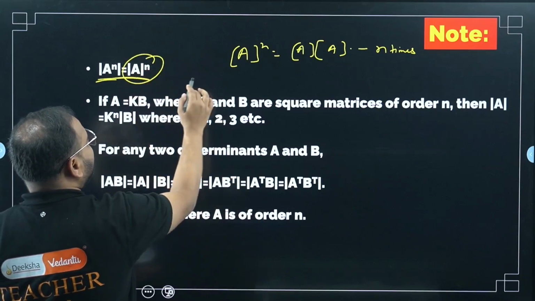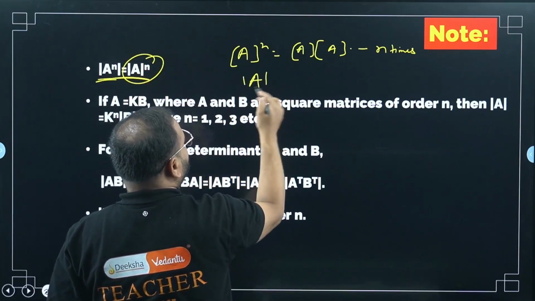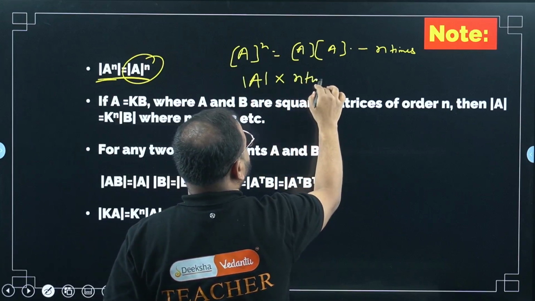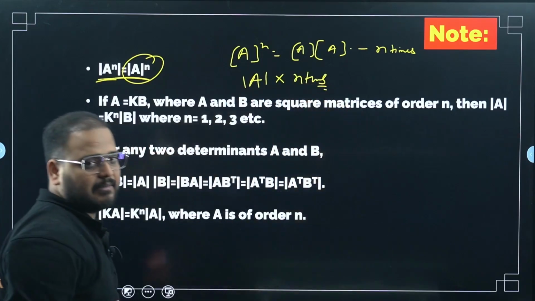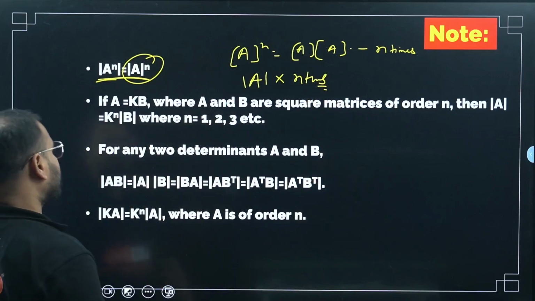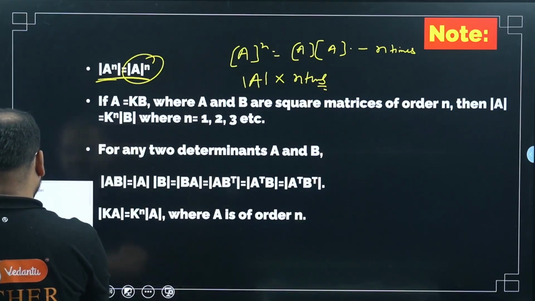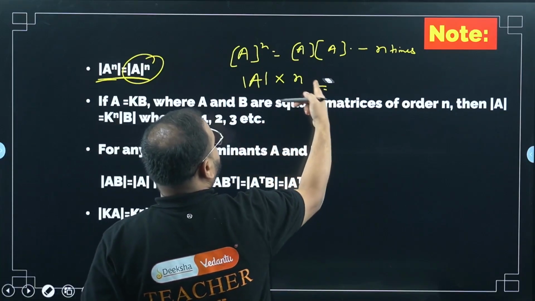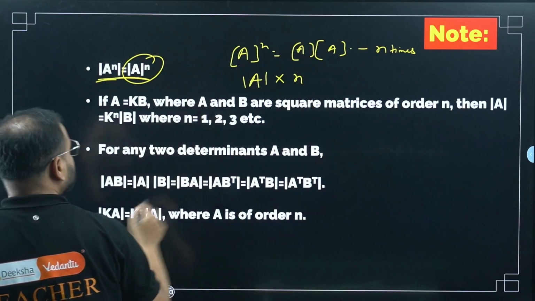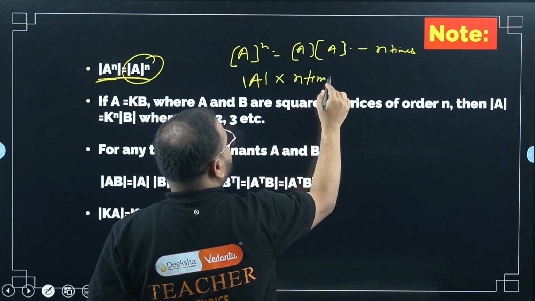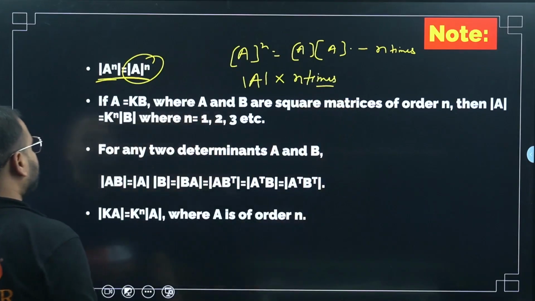Means find the determinant first and whatever you got, multiply it n times. Same thing, multiply n times. Okay, sir. This is just n times. I hope you can read it. I'll rewrite it. This is n times. Okay, sir.